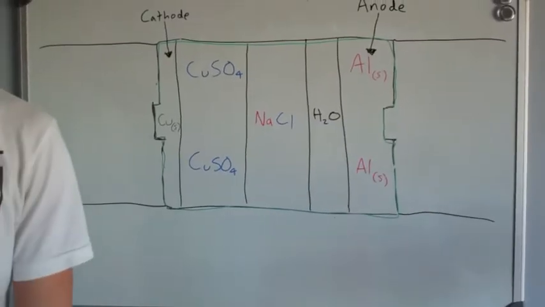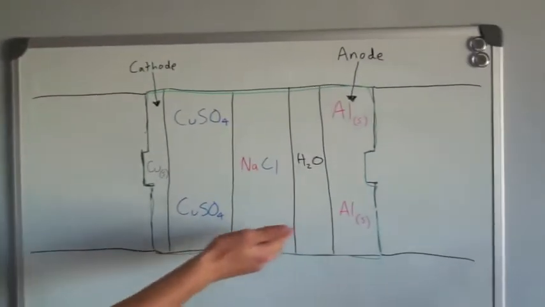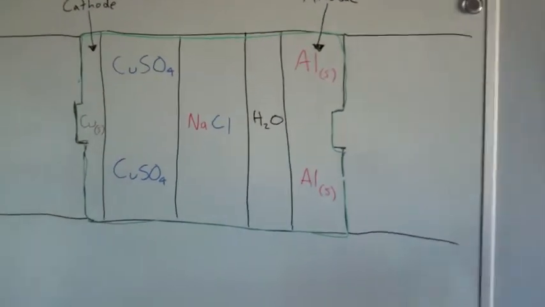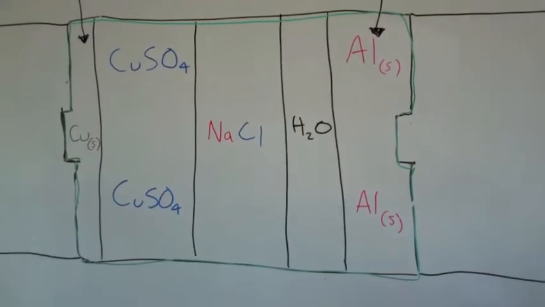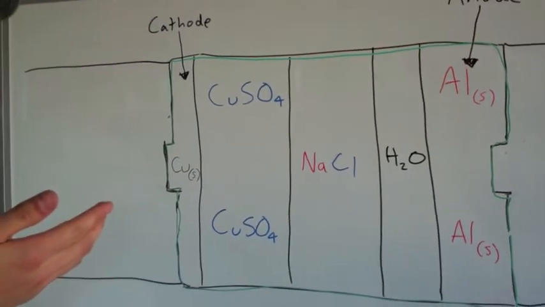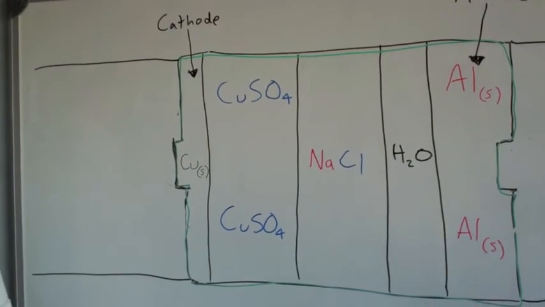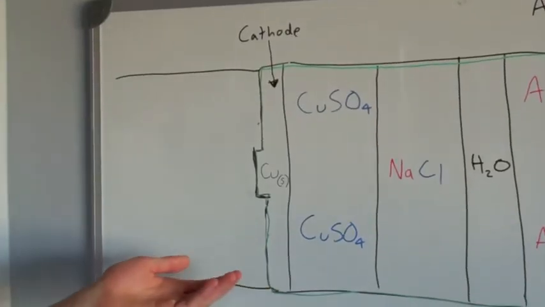we have a simple redox reaction occurring here between copper sulfate and aluminum solid. Now, aluminum solid has no charge, it's a metal. Copper sulfate also doesn't have a charge, but alone, copper ion has a charge of 2+. This is our electrochemical cell.